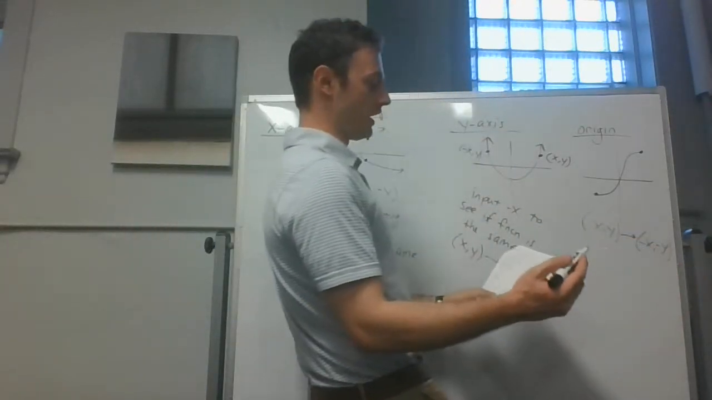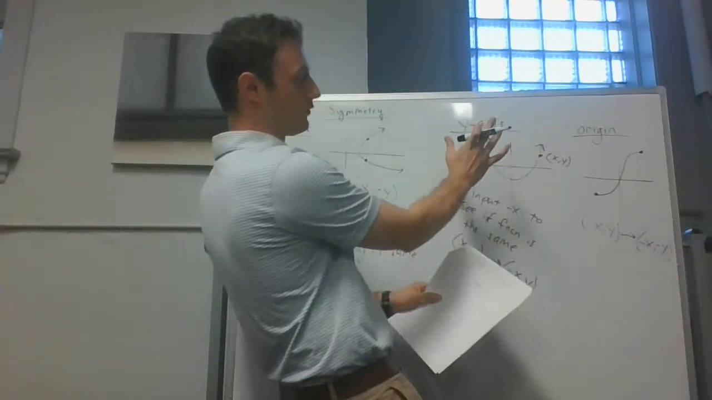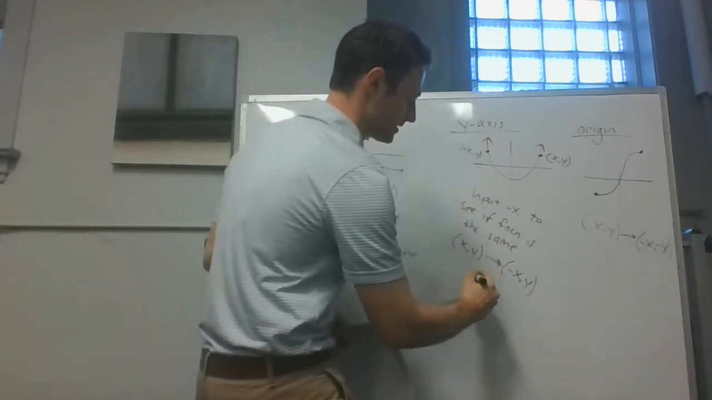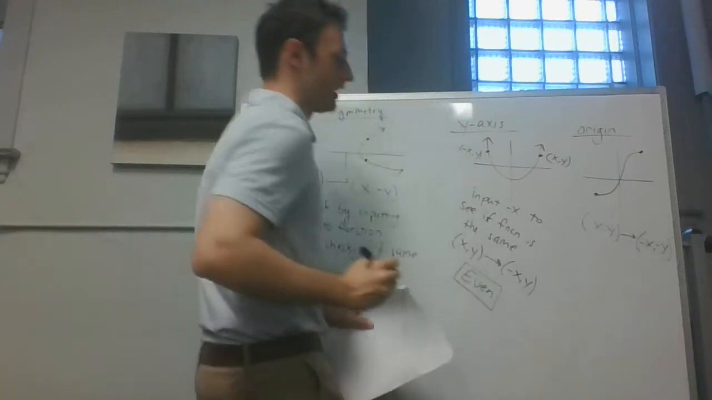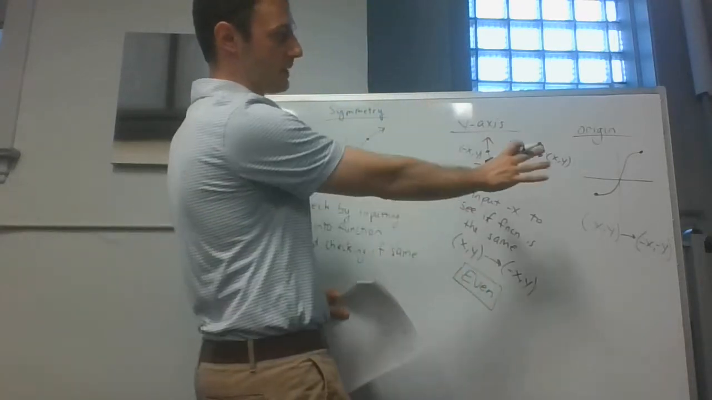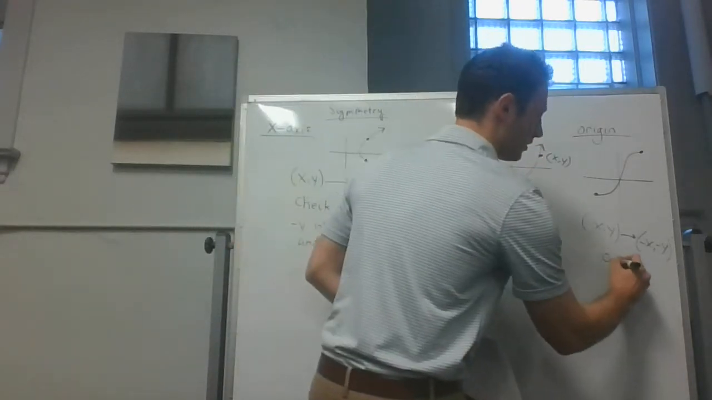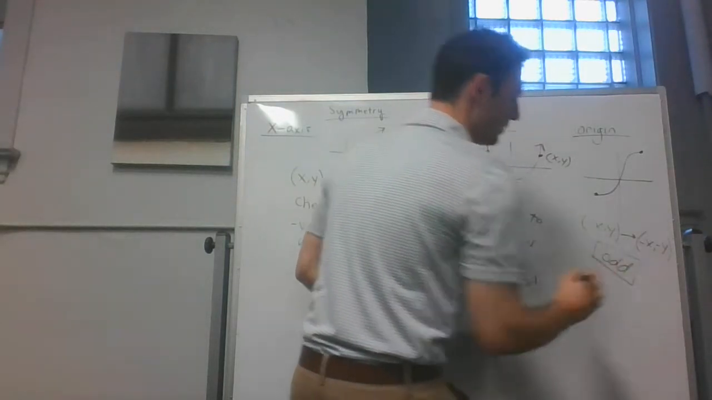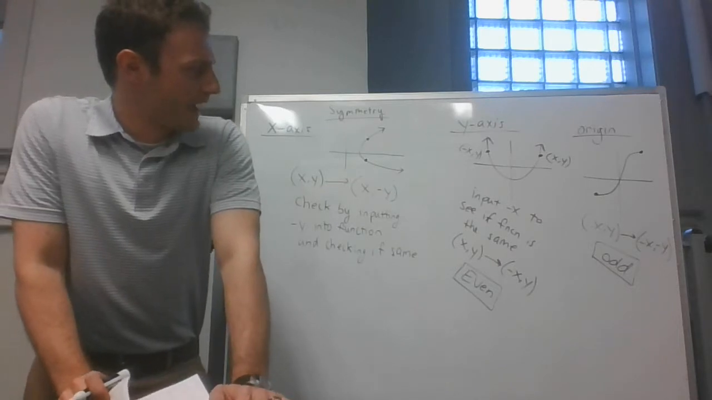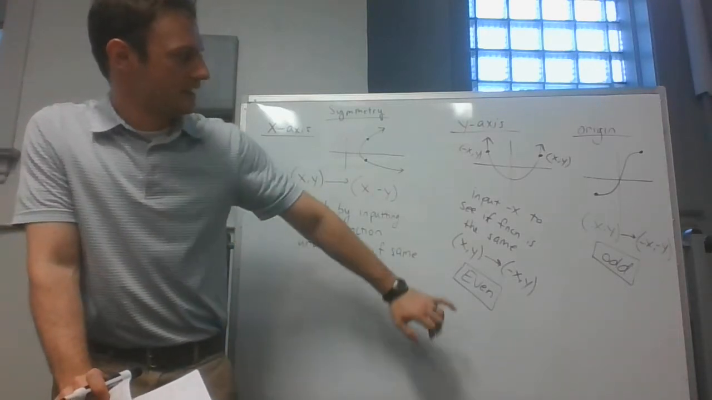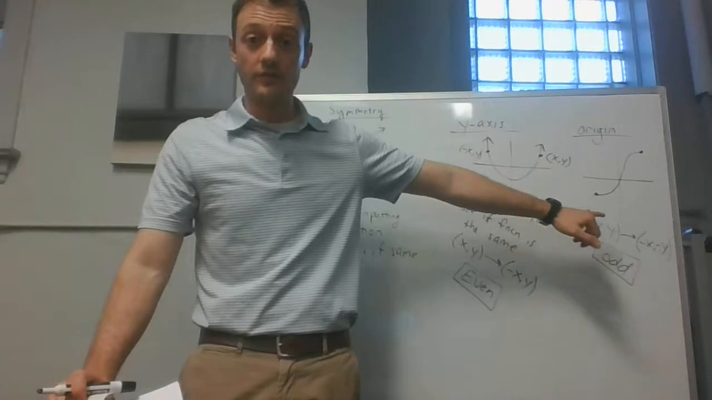All right, so we call functions that are symmetric about the y-axis even, and functions that are symmetric about the origin, we call odd. And we talked about this yesterday when we said that cosine is an even function and sine is an odd function.